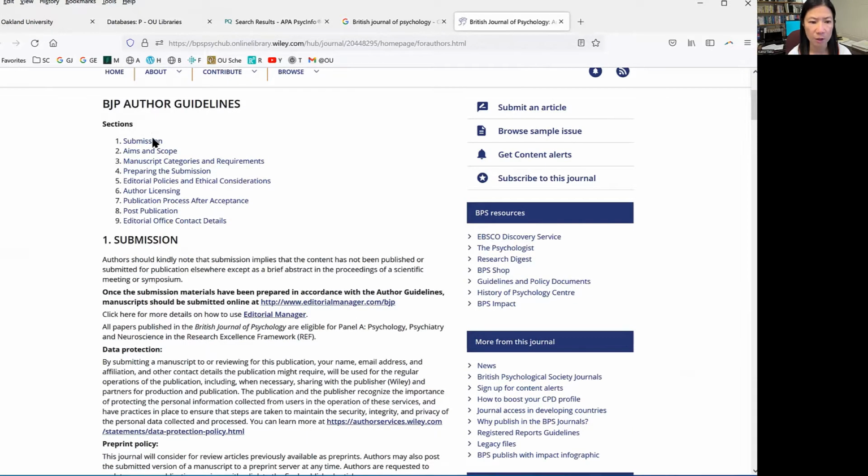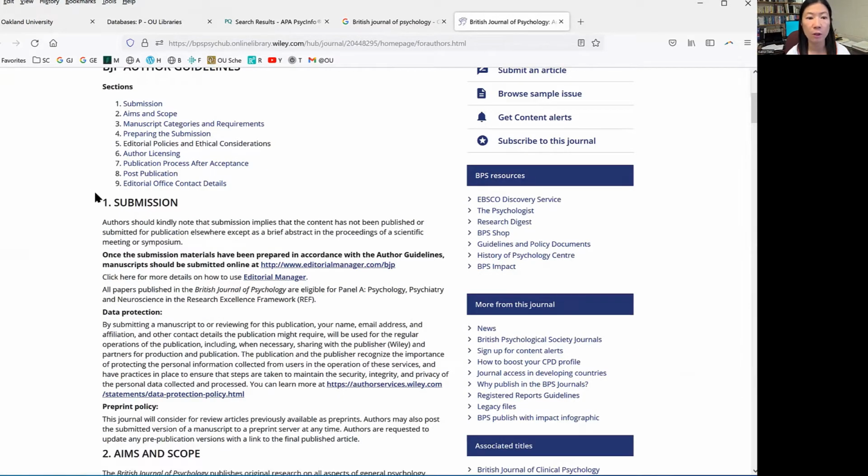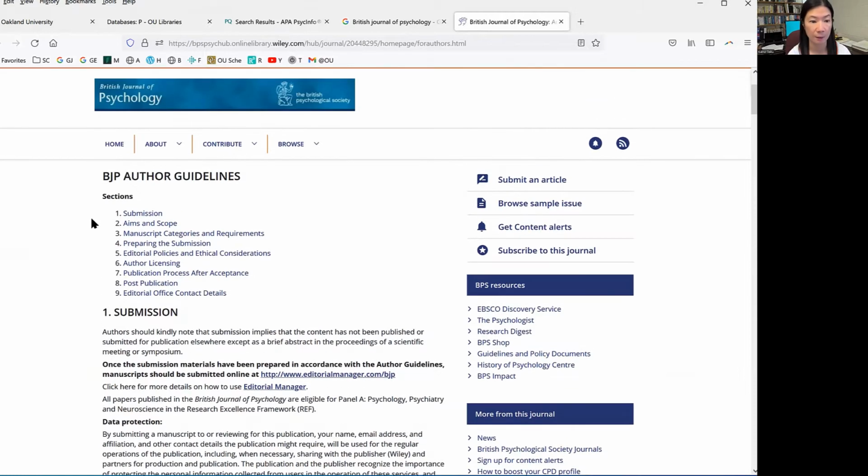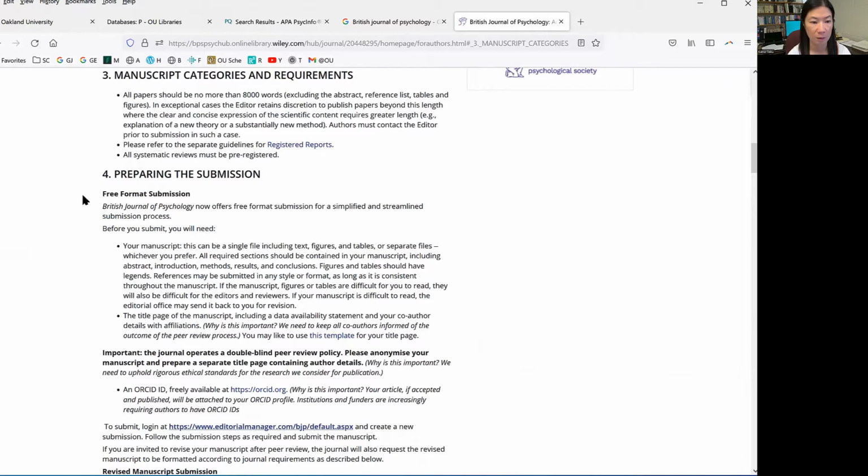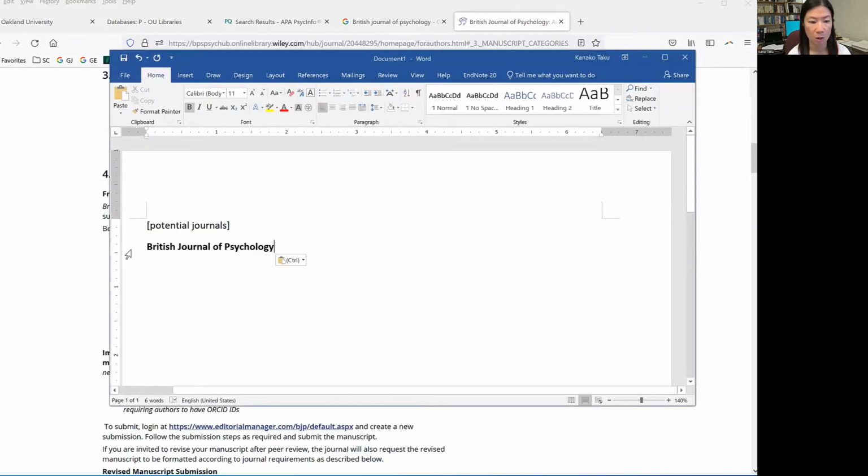I wanted to actually make sure whether they have a brief report, because I don't want to write a longer paper for this idea. This one does not have any series of studies. This is one study and just get to the point. So different types of manuscript categories, maybe that's good. Categories: all the papers should be no more than 8,000 words. That's pretty long, excluding even the abstract. So that's really long. Exception cases, registered reports, systematic reviews must be pre-registered. I don't think I have a good match to this journal, so I'm not gonna do it.